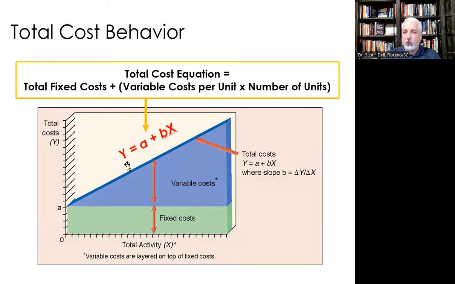You've seen the y equals mx plus b, or in this case, y equals a plus bx. B is that slope of the line. And so that's the variable cost line that goes with that. And we have our fixed cost line. We add those together to get our total cost line.